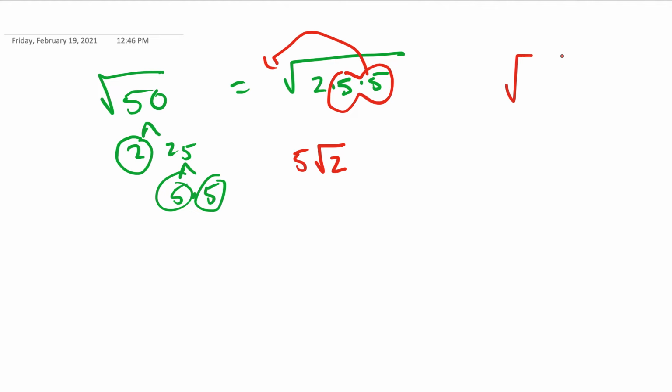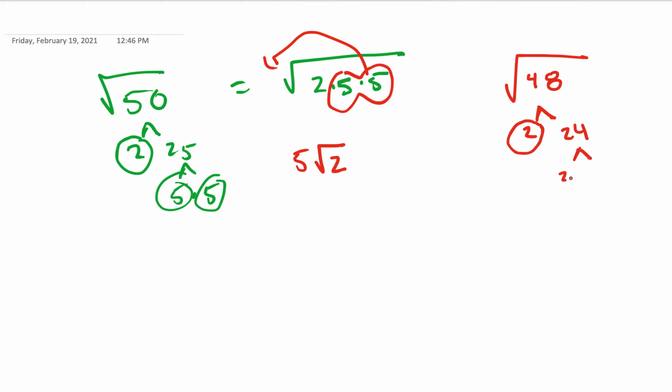So let's try another one. Let's try 24. Or let's make it 48. So if we take the square root of 48, you notice maybe that it's not a perfect square. 7 times 7 is 49, that would be a perfect square. So we start to break it down. It's even, so we could divide it by 2. We could divide it in the calculator by 2, and we would get 24. 2 times 24 makes 48.